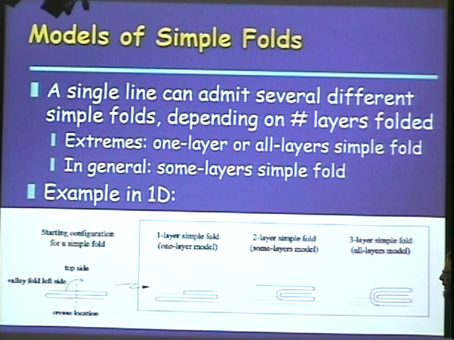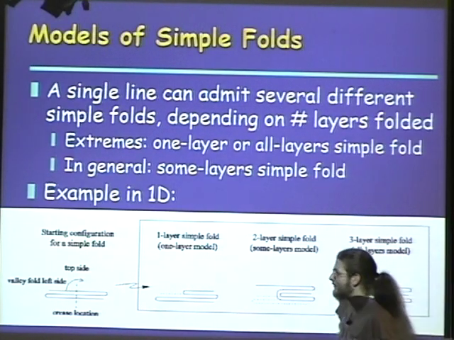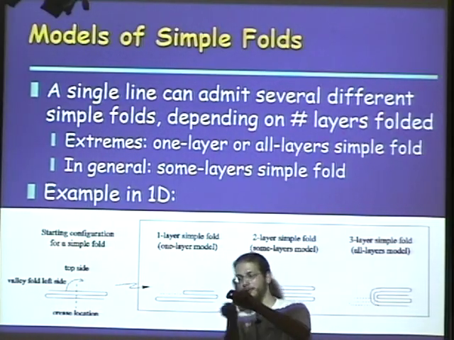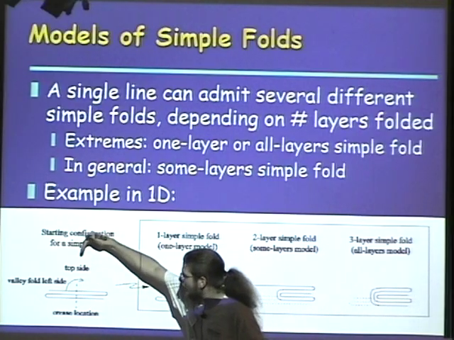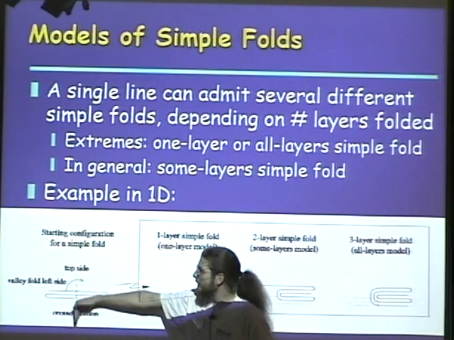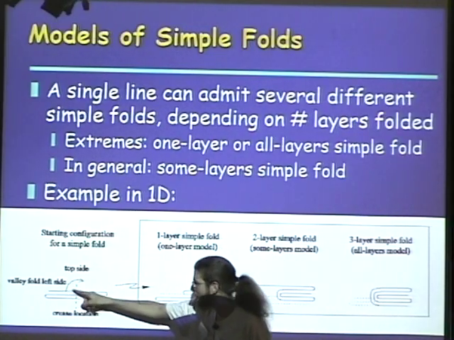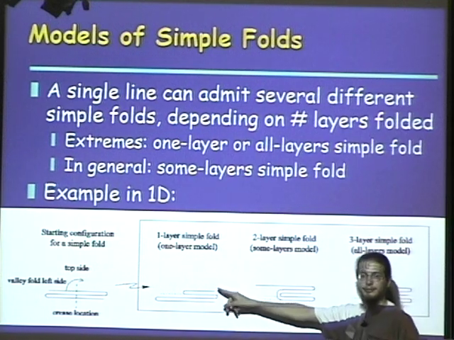This is not so obvious unless you play with some more complicated models. This is in one dimension, so you can see what's going on. Here are the three layers of paper. I've taken a strip of paper and folded it back and forth on itself. And I want to look at a simple fold around this crease. And the simplest simple fold is to take just the first layer and rotate it around. And I get this picture. Is that clear?